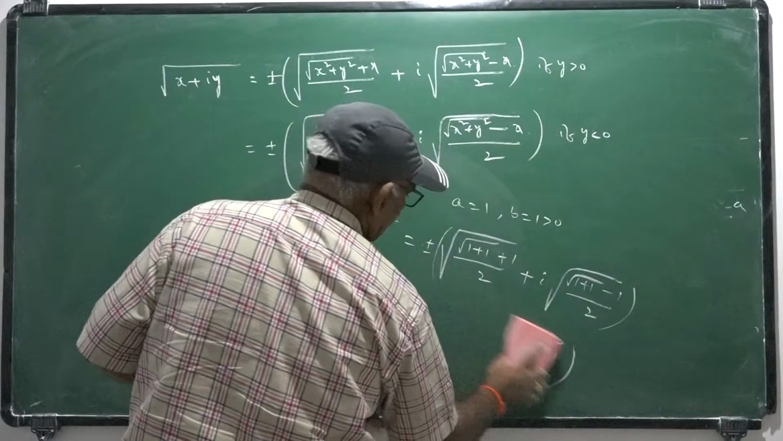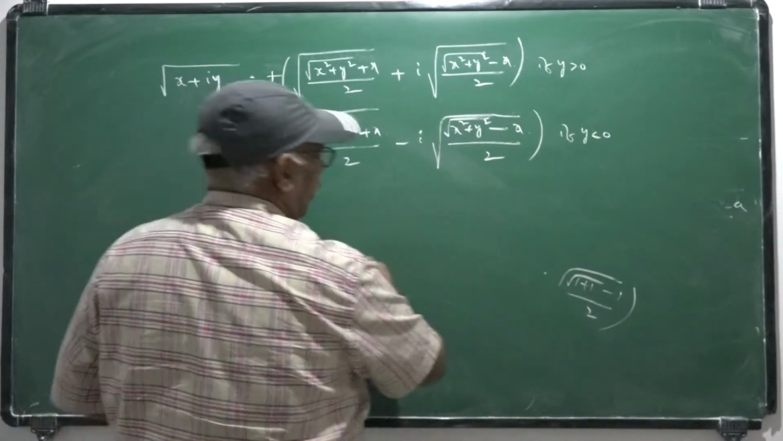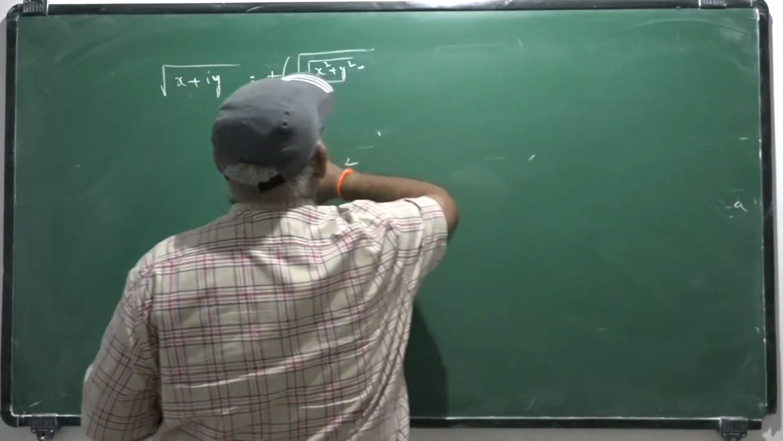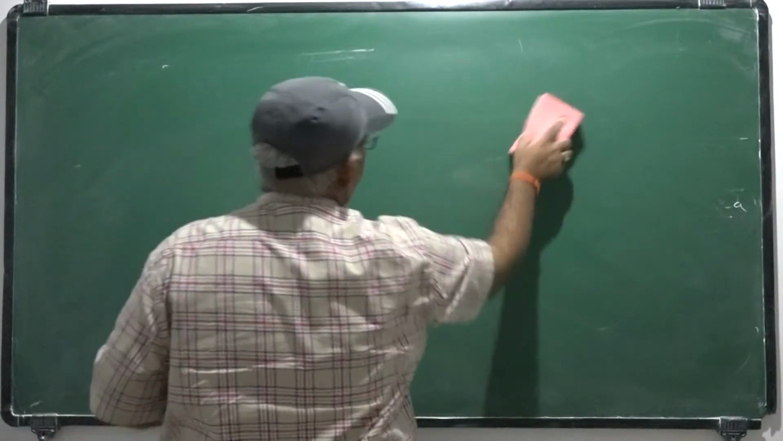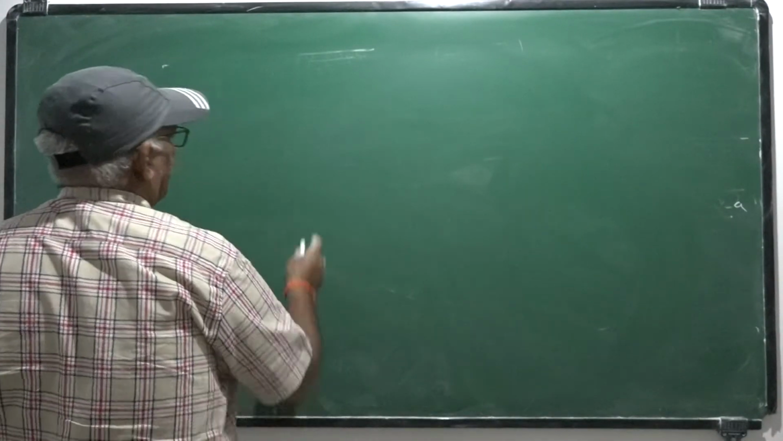Similarly, for 1 minus i, like that, you can find the square root of a complex number.